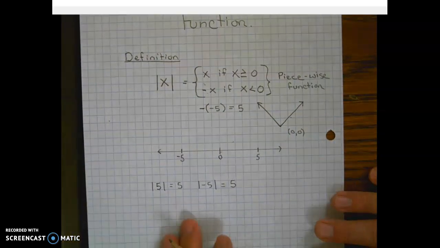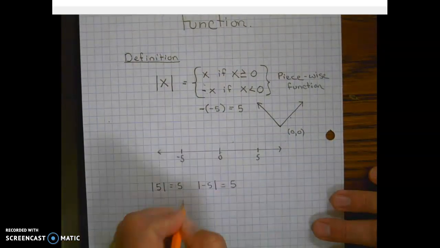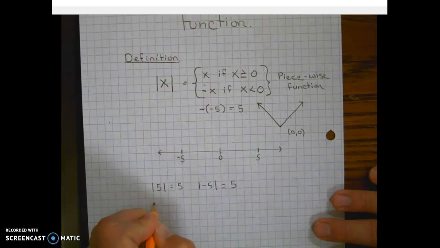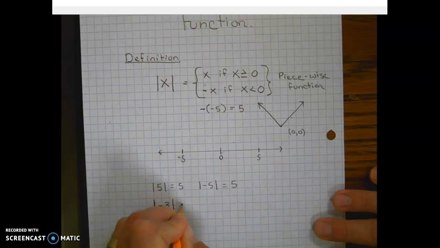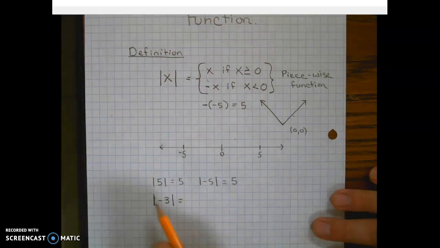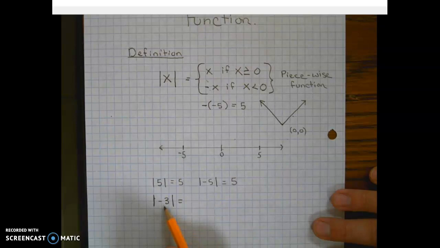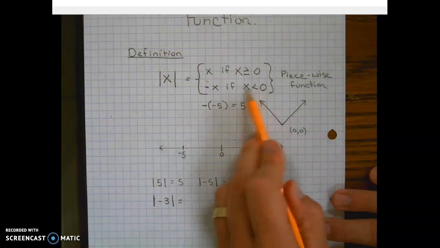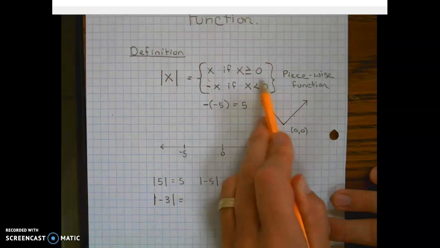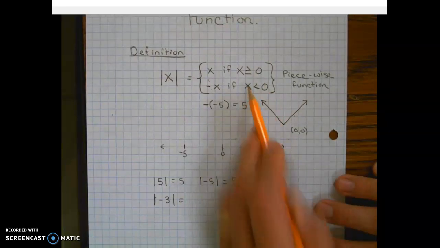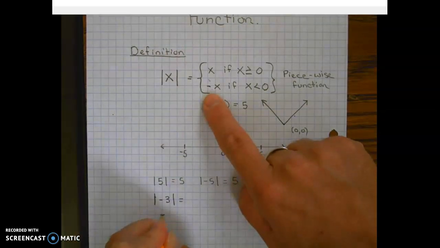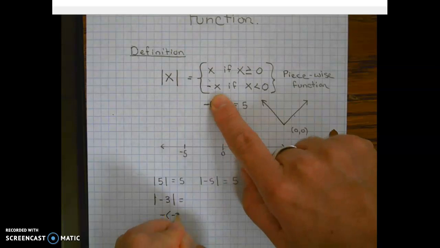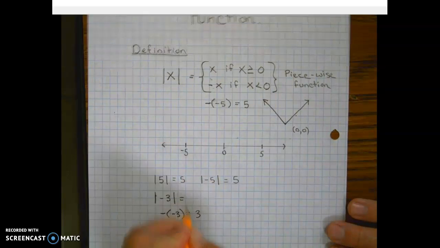Let's do a couple examples. Let's do the absolute value of -3. Okay? So since x is negative 3, we would use this. This tells us which algorithm to use. So we're going to plug negative 3 in for x. So we would have negative, plugging in the negative 3, and then we would get our answer, which is 3.